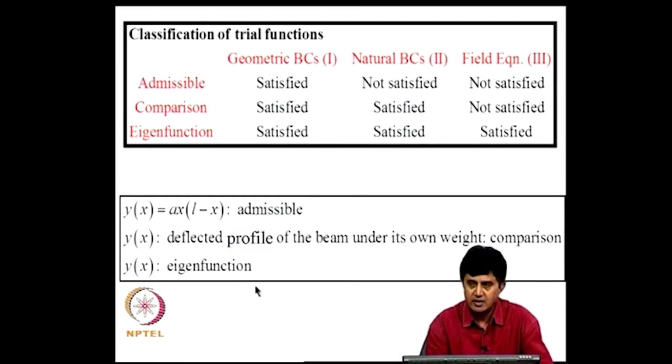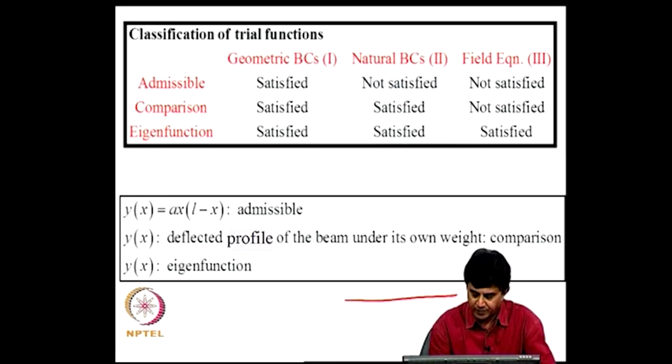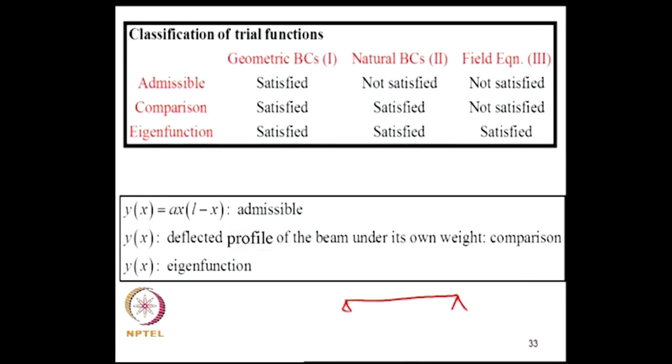Now, we can try other shape functions. For example, y of x could be the deflected profile of the beam under its own weight. Suppose I take the beam and apply a distributed load which mimics its own self weight. This deflected profile will satisfy the geometric boundary condition, and obviously if the analysis is right, the bending moment computed from this curve will be 0 at the two supports. So, it will be a comparison function.